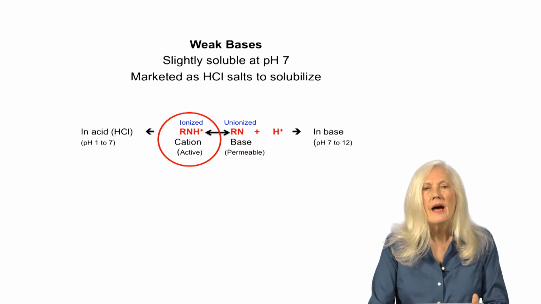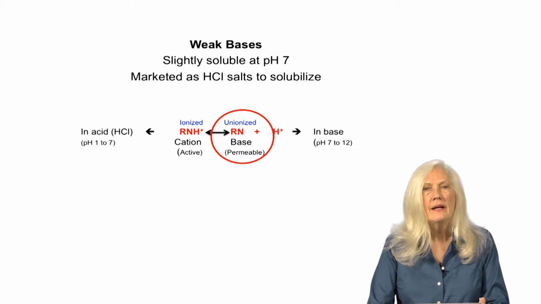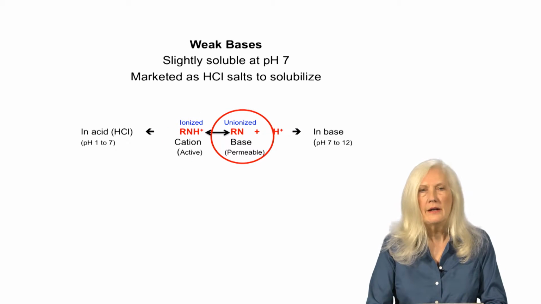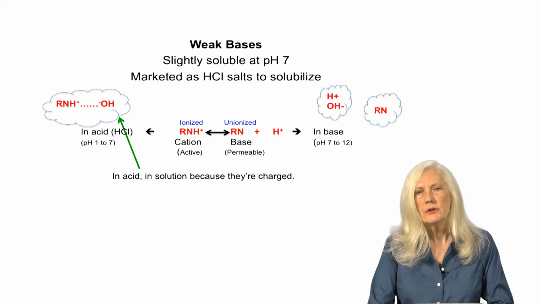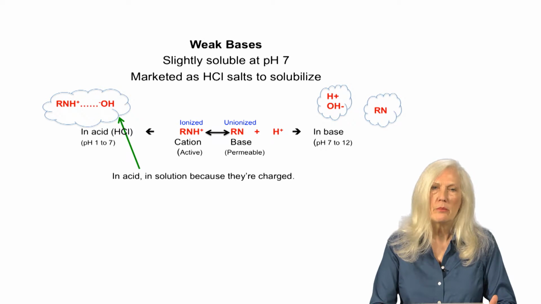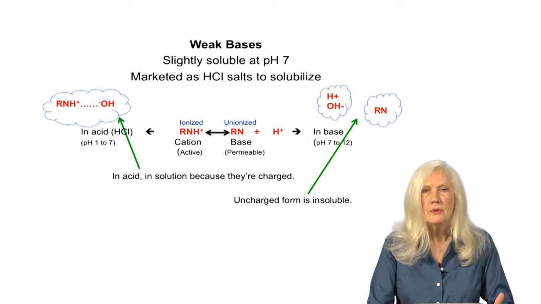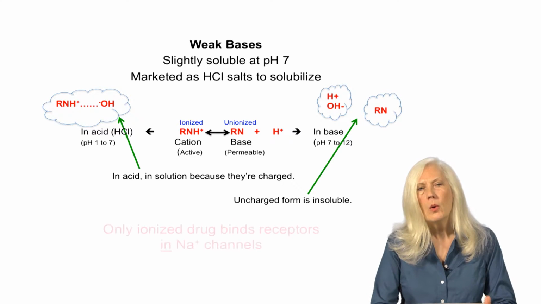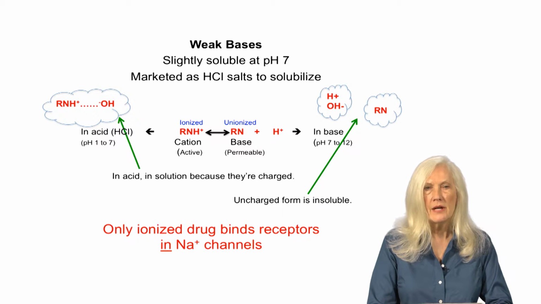We know that the ionized form, that is the cation, is the active form of the drug that can interact with its binding site in the sodium channel. However, it's the basic form, that is the unionized form, that's permeable across the membrane. So in the acidic solution in which they're marketed, they go into solution because they're charged, but they can't cross the membrane. In contrast, the uncharged form fails to even go into an aqueous solution, but crosses the membrane relatively well. However, only the ionized drug binds to its receptor on the inside of the sodium channel.